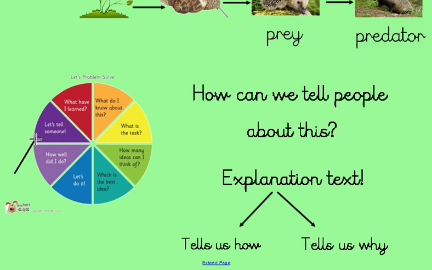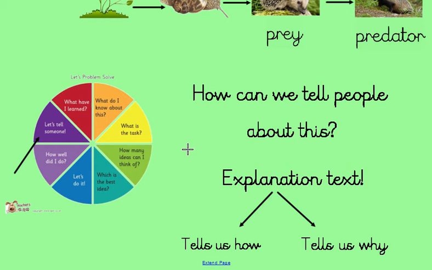Okay, so we're going to do the let's do it and the let's tell someone part at the same time, because we've learnt so much about how important hedgehogs are to our gardens and food chains, and what happens if we take one part of that food chain out. Everything gets out of balance. We need to tell people about it, and we're going to tell people about it using an explanation text.